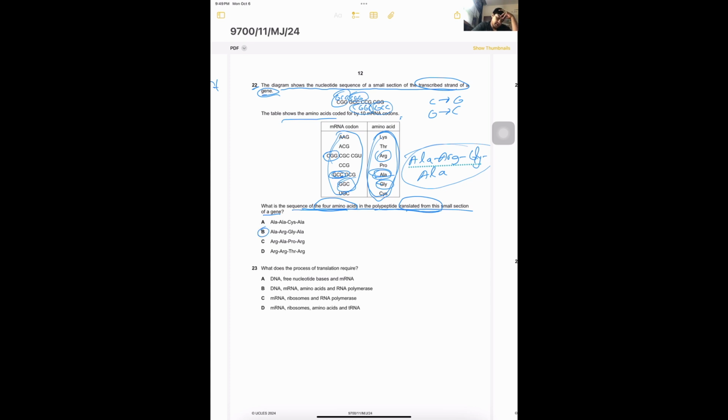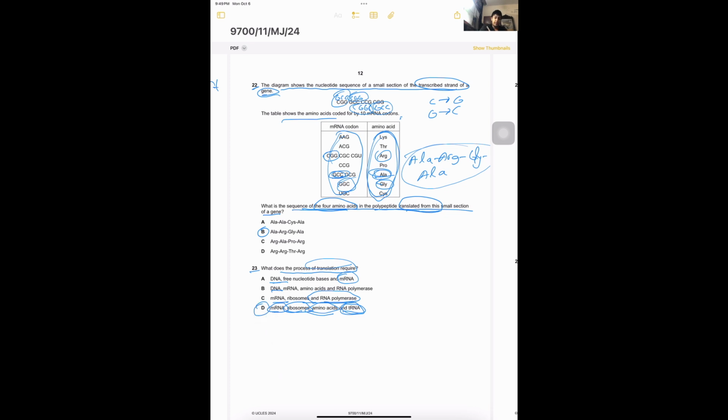So question 23. What does the process of translation require? DNA. It does not need DNA. It needs mRNA and ribosomes. It does not require RNA polymerase, and it does require mRNA. It requires ribosomes, amino acids, and tRNA. So the answer should be D.